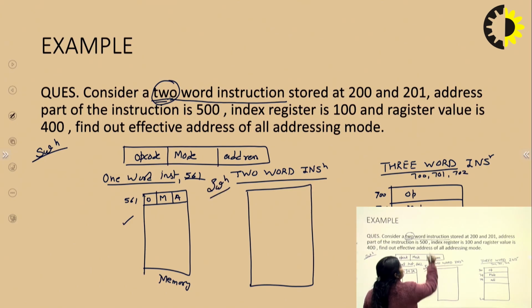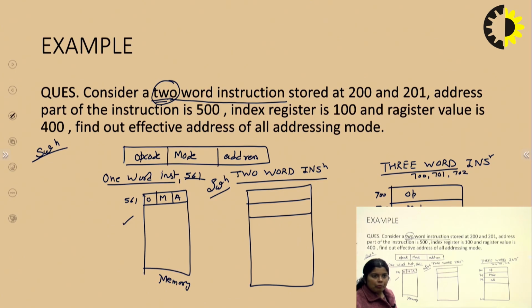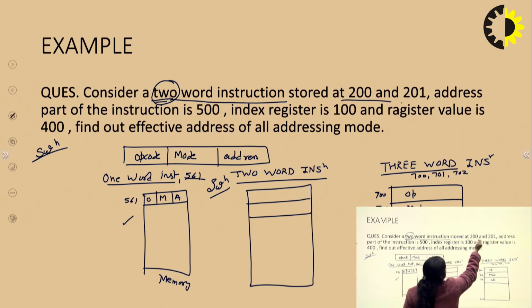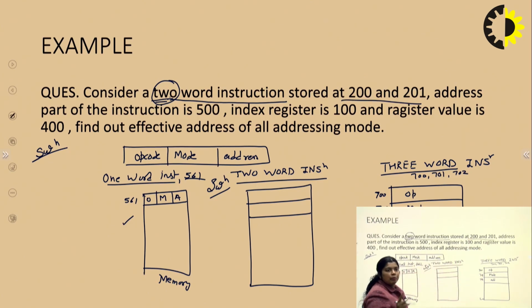Our question is a two word instruction. The two word instruction means what? There are only two memory locations. In the memory, it will be stored at 200 and 201, because the two word instruction means it will be stored in the two address locations, 200 and 201. But the challenge is what? I have a computer instruction of three fields, and you have to accommodate these three fields into the two values.